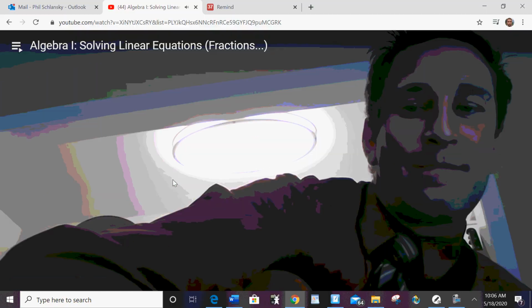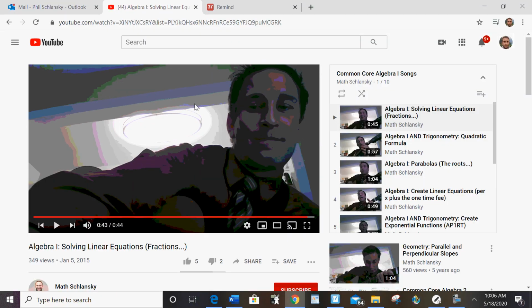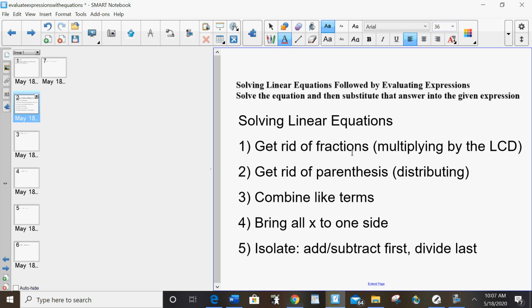All right, so that's just your 7th grade solving linear equations. Let's find back where I was. Again, you want to get rid of fractions, then parentheses, combine like terms, bring all x to one side, isolate, add or subtract first, and divide last.